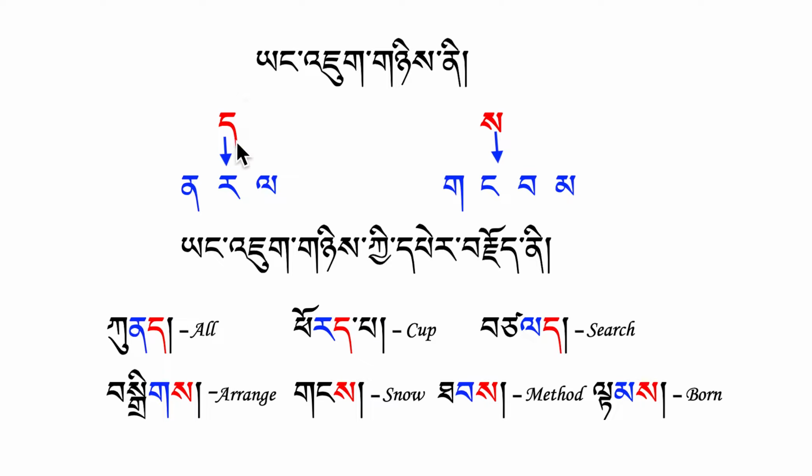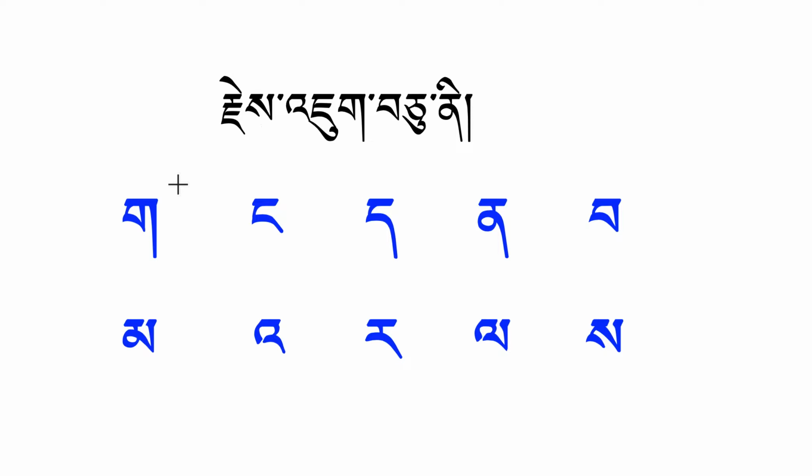So what it means is, previously we have learned 10 Genjuk. Remember the 10 Genjuk? Ka, nga, ta, na, pa, ma, a, ra, la, sa. So these are called the 10 Genjuk letters. And now we have Yangjuk, which is Ta and Sa. These two letters, Ta and Sa.